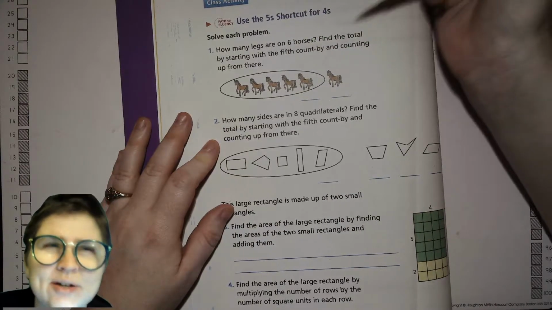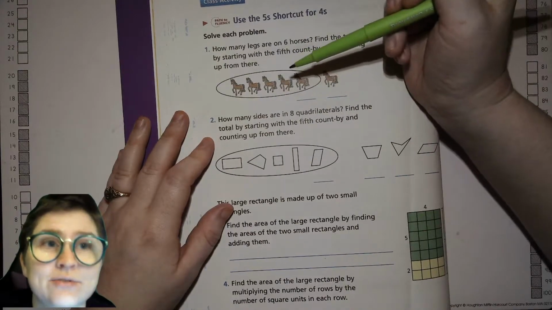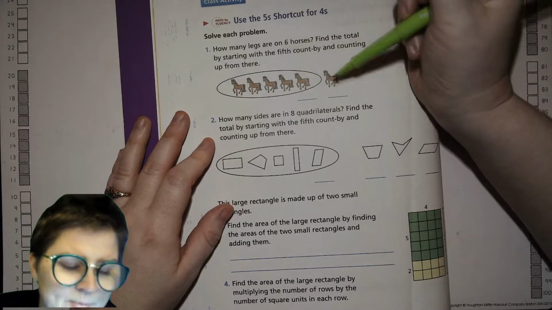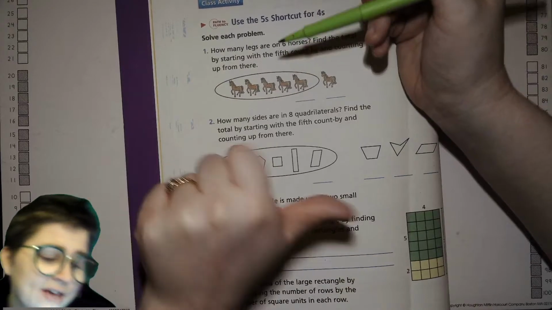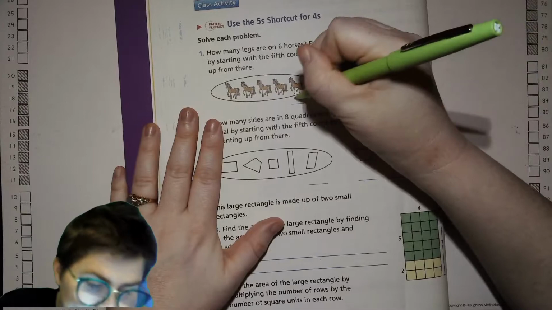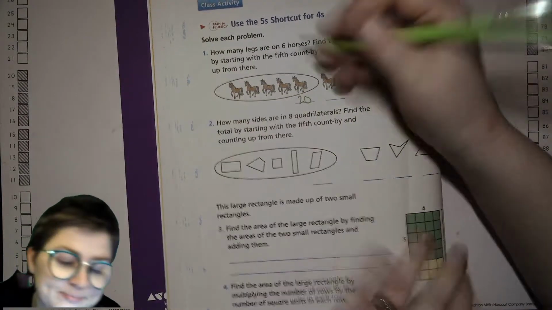We did something similar, I think, with 3s. So each horse has 4 legs. 5 horses and one more horse is 6 horses. So we can do 5 times 4, 5, 10, 15, 20. What's that? 20. Plus one more group of 4, which is what? 24.